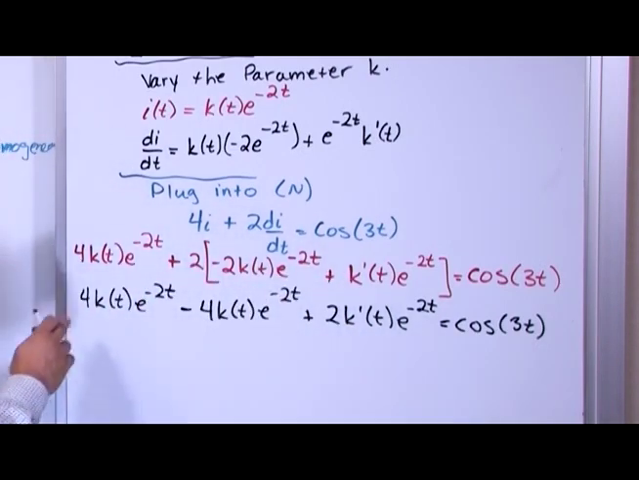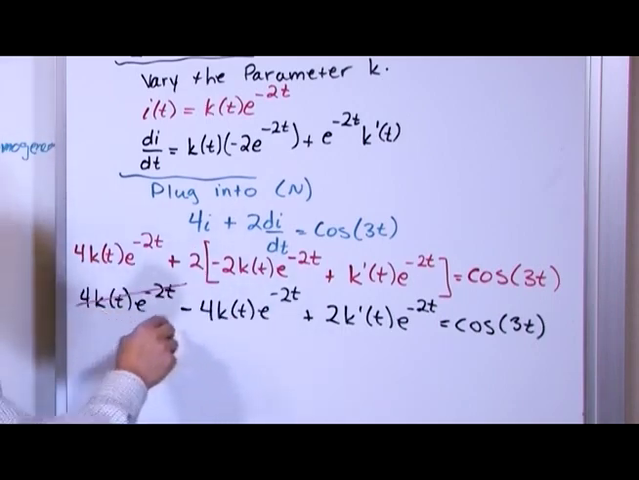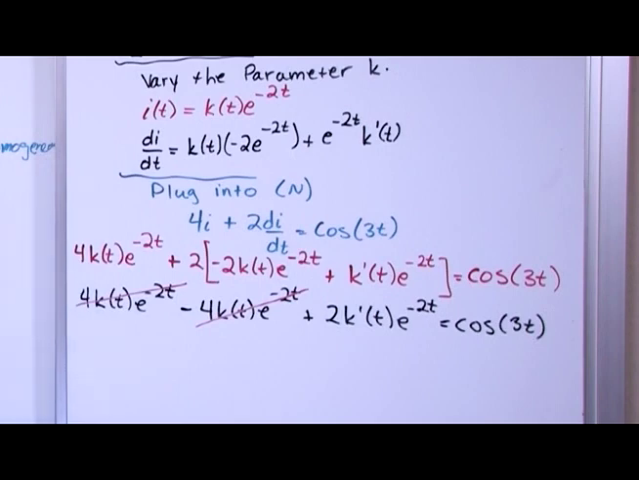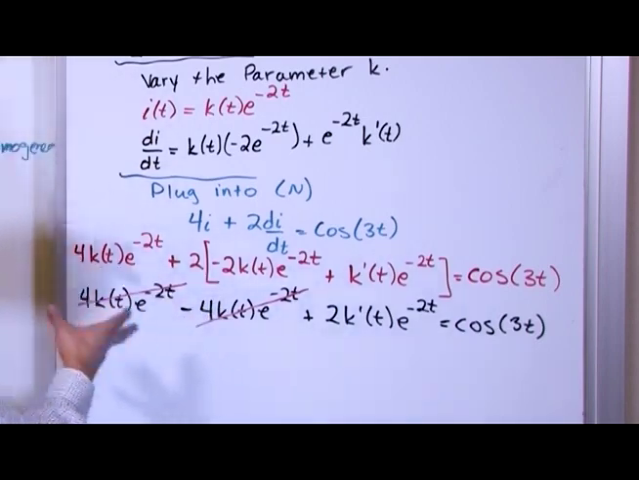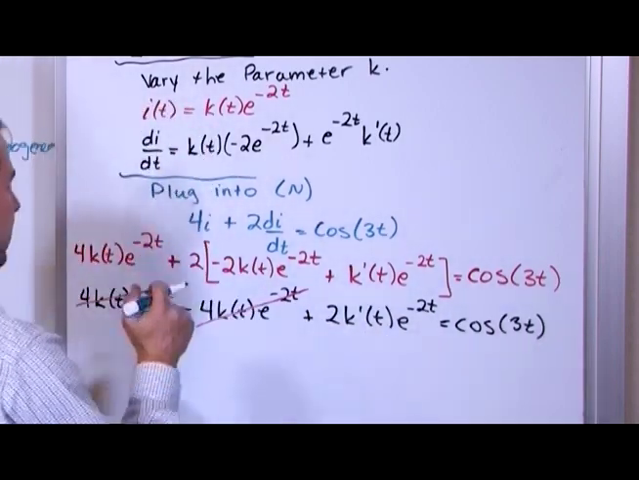And look at what we have here. 4 times this stuff minus 4 times the same stuff. So we get a nice big cancellation. When you're doing variation of parameters, you really always expect at that step, when you plug it back in, to get a big cancellation of terms. If you don't get that, you've probably done something wrong. So we're left with this. So let's write that down.